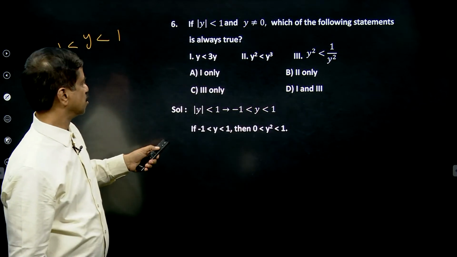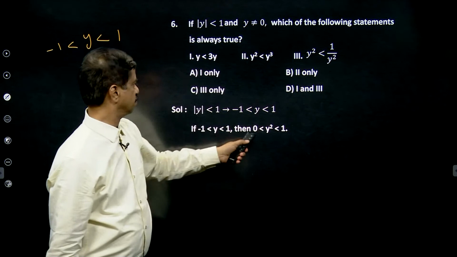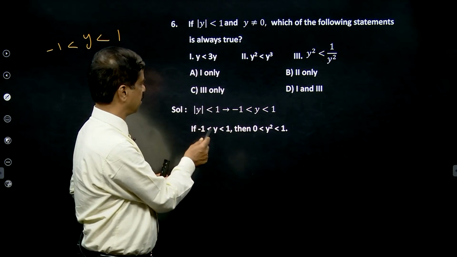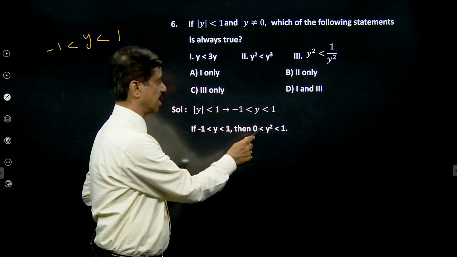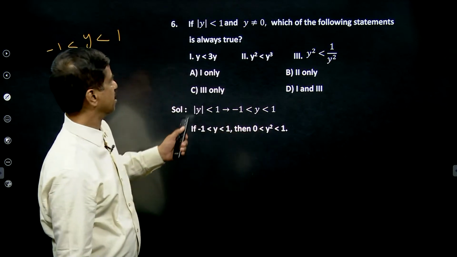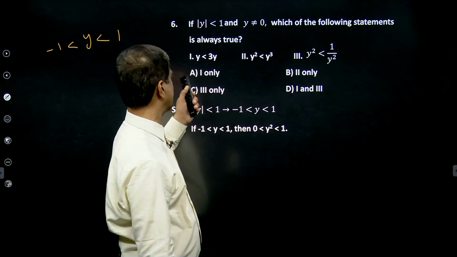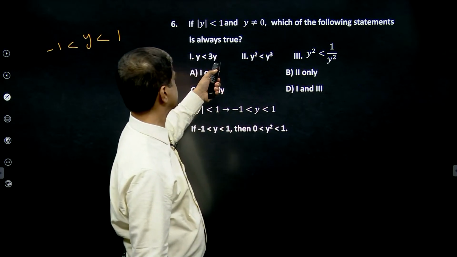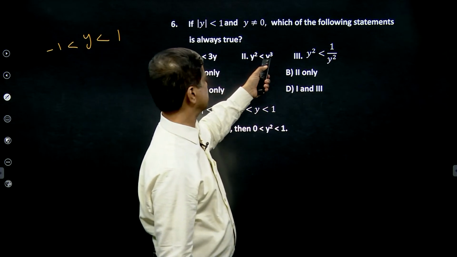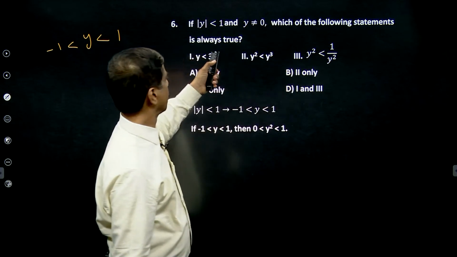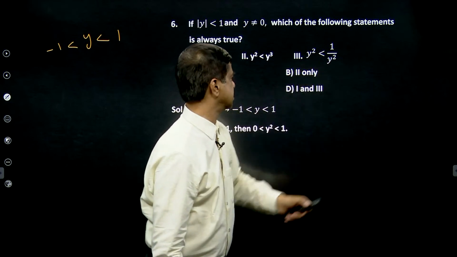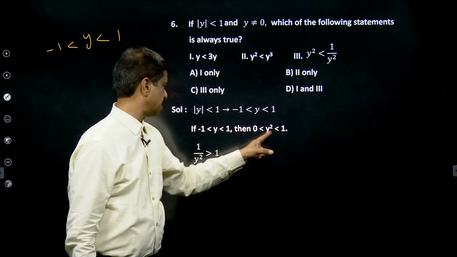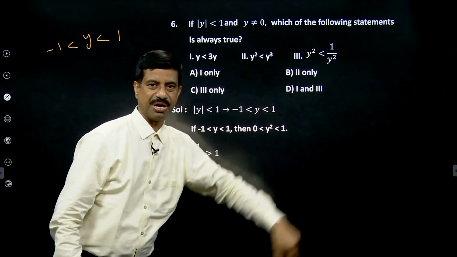Okay children. So now y square means when you square it, it will be positive. So it is greater than 0, less than 1. y square will be greater than 0 and less than 1. Statement 1 says y is less than 3y. Second one is y square is less than y cube. And third is y square is less than 1 by y square. So if y square is less than 1, 1 by y square will be greater than 1.